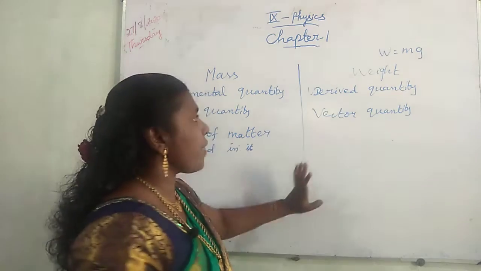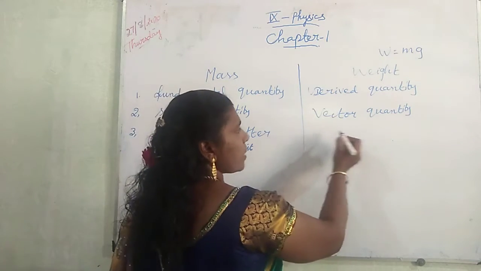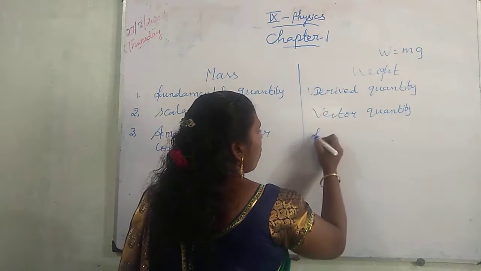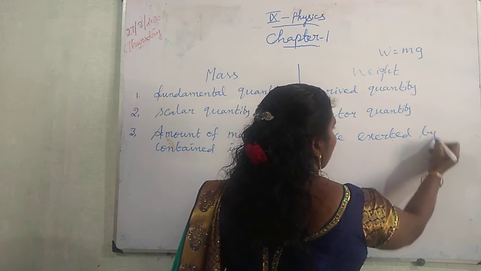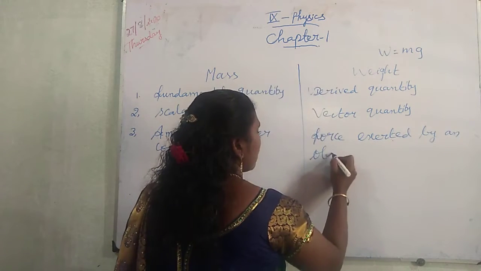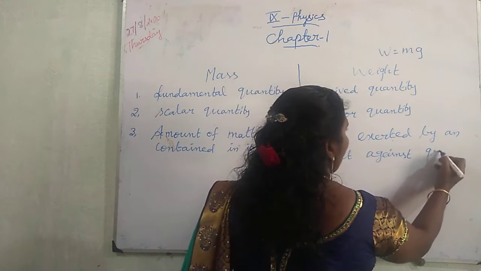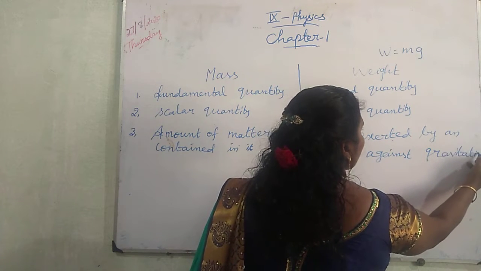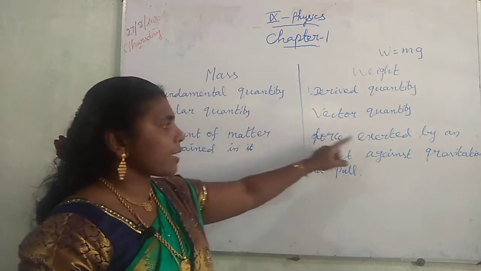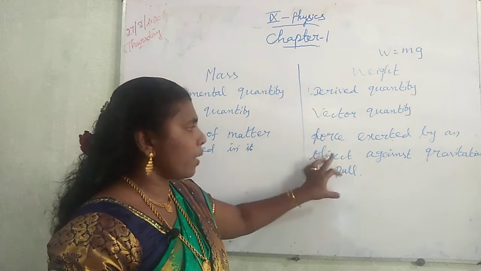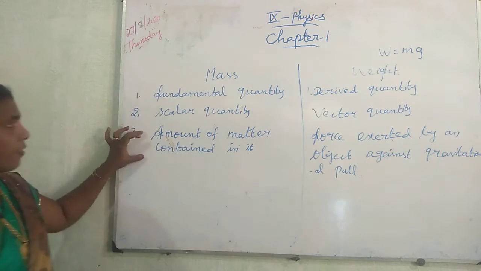Now we can see the weight. The definition for weight: the force exerted by an object against the gravitational pull. The force exerted by an object, meaning the surface of a ball, against the gravitational pull. That is the definition for weight, and there is the definition for mass.